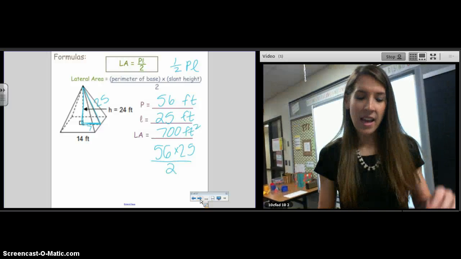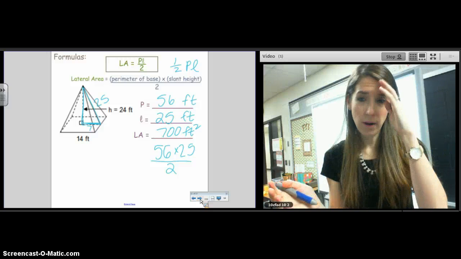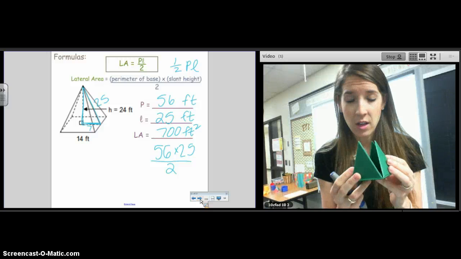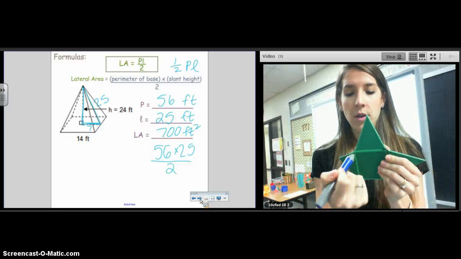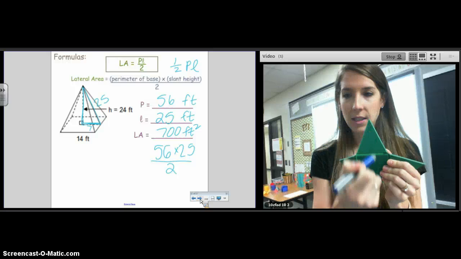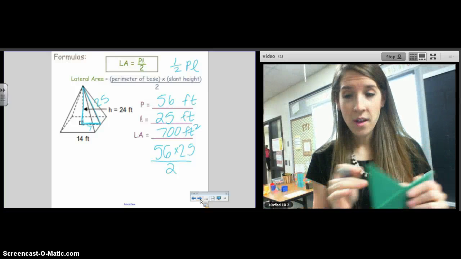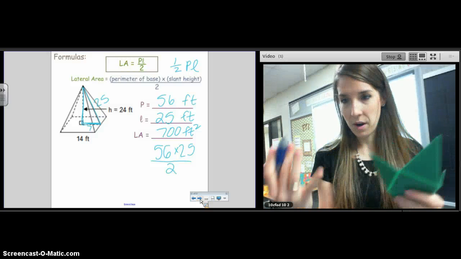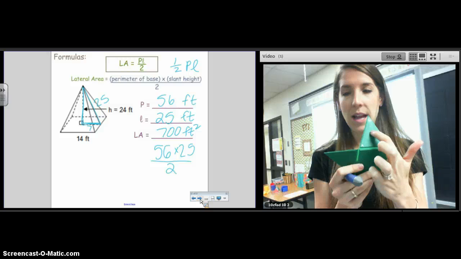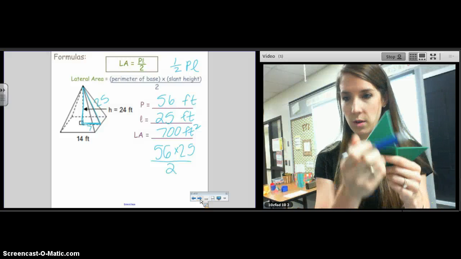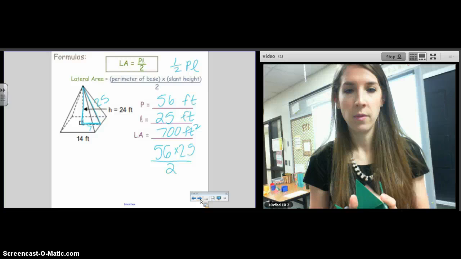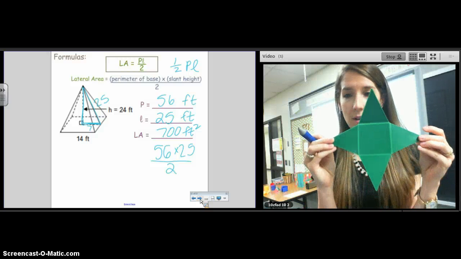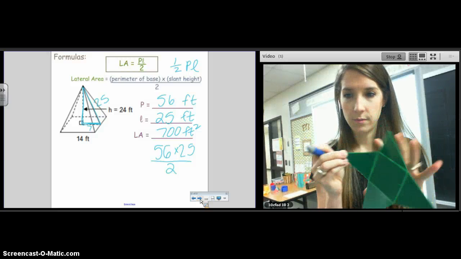Okay? Now, the divided by 2, if you were wondering where it comes from, remember, the lateral faces are triangles. So when you're finding the area of a triangle, you do base times height divided by 2, right? That's why the height of the triangle is your slant height, and your base is part of the perimeter. So you're really doing base times height divided by 2, and you're really doing it 4 times, which is where your perimeter comes from. So if you were wondering why we're dividing by 2, the reason is because your lateral faces are triangles. Okay.